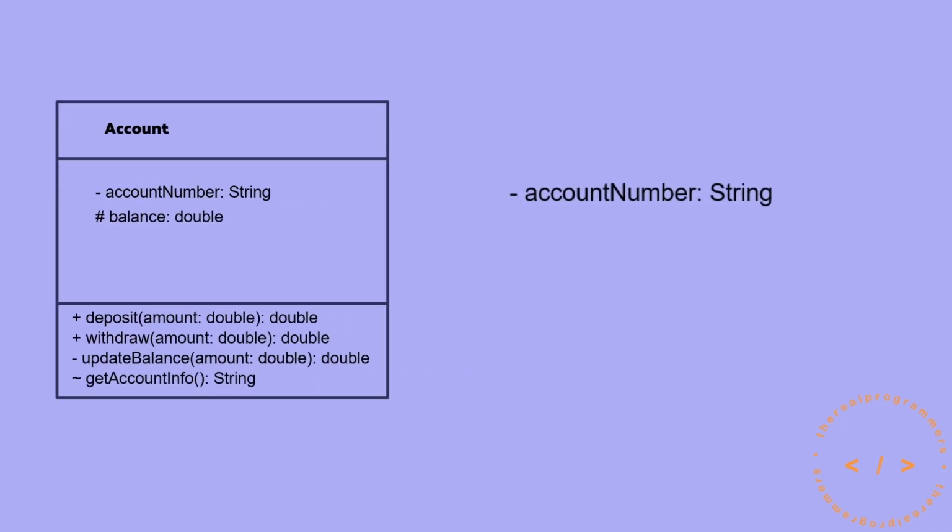Since we are now familiar with the visibility, we can now talk about the representation of attributes and methods in detail. If I zoom into the first attribute, account number, you will see that it starts with a minus symbol which represents the visibility, and then the name of the attribute, which is account number, then comes a colon, and lastly the type of attribute.